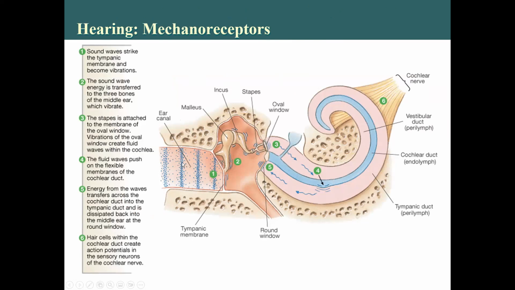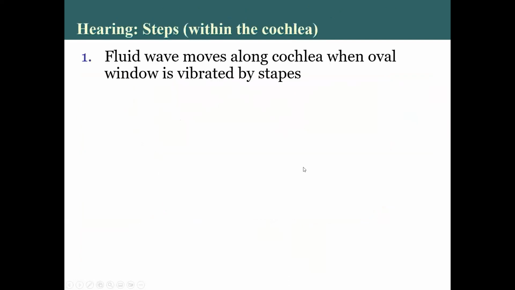But here I kind of like this one because it actually shows those pressure waves then being converted to mechanical waves, and here it's being converted to fluid waves. Okay, so how does it work? And how does it code for intensity or volume? Well, fluid waves move along the cochlea when the oval window is pressed and vibrated by the stapes. This was step 4 in our first figure.